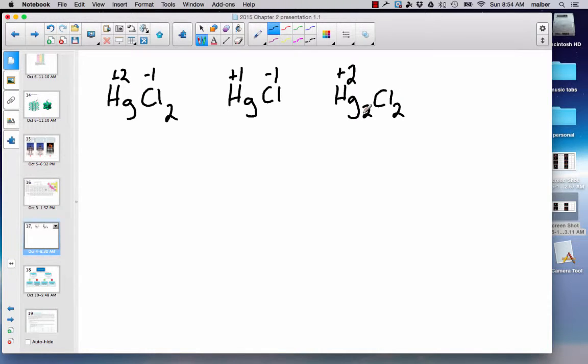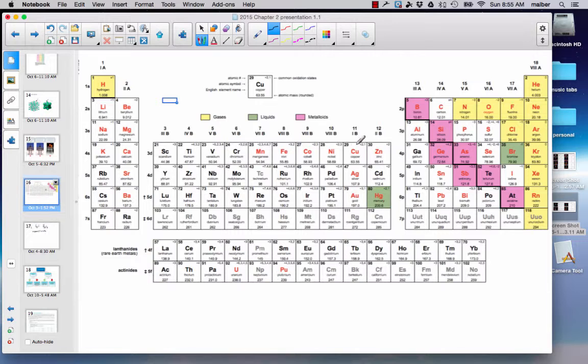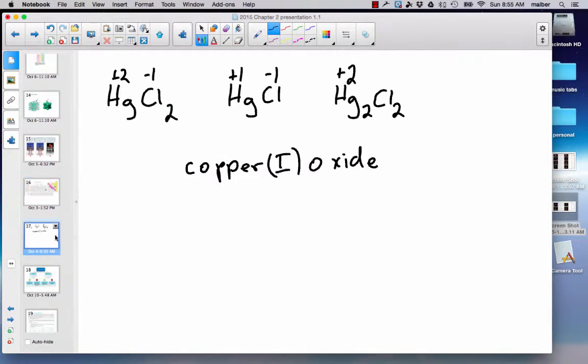All right, let's just do this last little exercise. Let's say that you are asked to write the formula for copper 1 oxide. And let's see what you would do. You look on the periodic table, you find copper, and you see that copper can be either 2 or 1. The reason you need to know that is because if copper just had 1 possible oxidation number, then you wouldn't have to put this 1. But because it has 2, you have to put that.